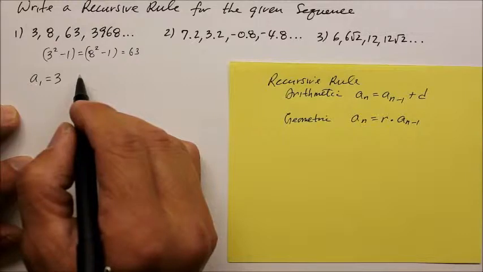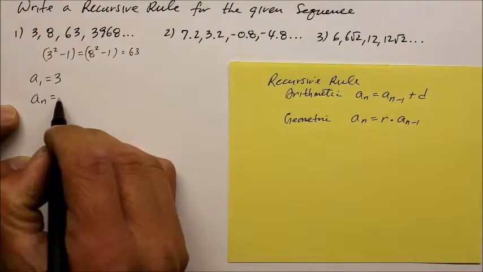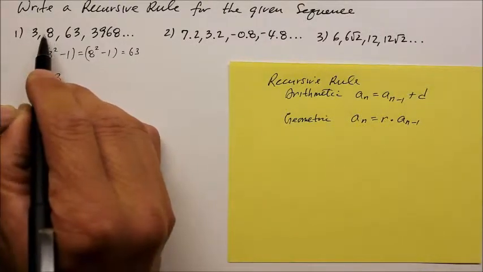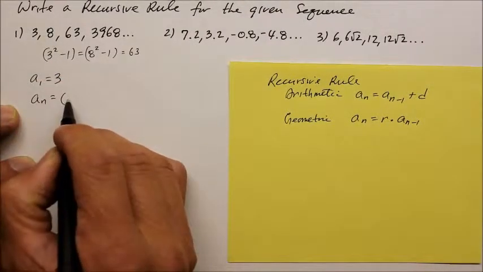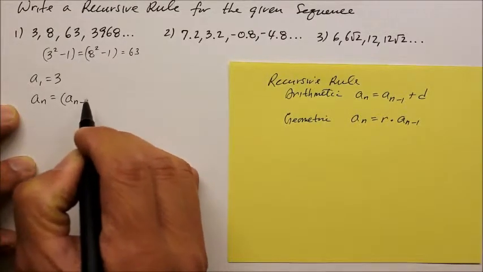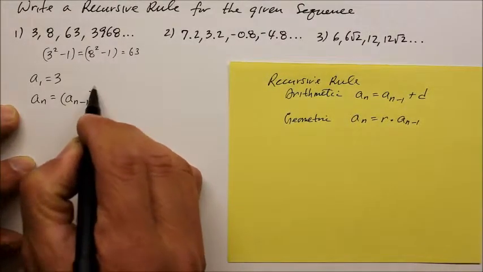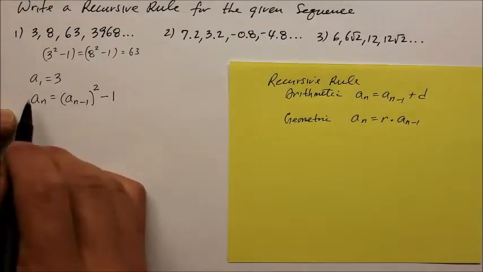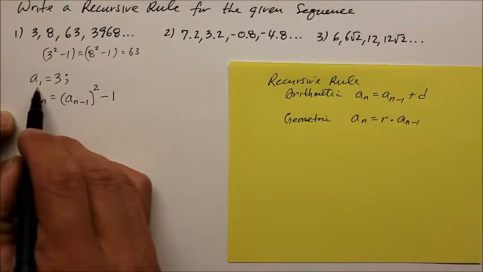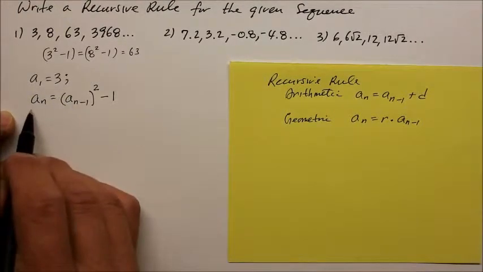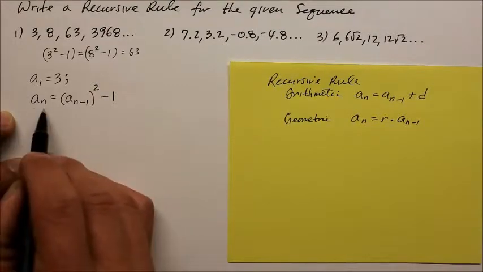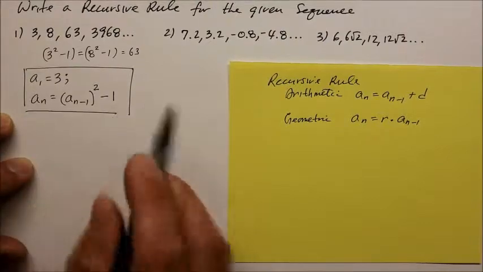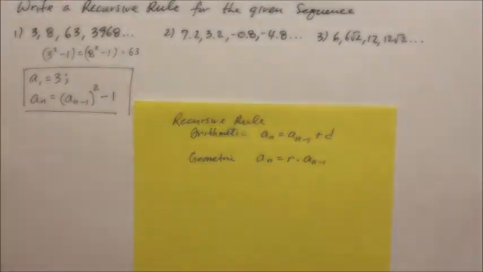So let's put it this way. Why don't we say then that a sub n is equal to, for example, if we want 8, the one prior, the previous term, is a sub n minus 1. And what we're doing with that is squaring it minus the 1. And just repeat the cycle for this entire sequence. And that's it. Here's my indicator for the initial term, a sub 1 is equal to 3, semicolon, and then my general rule for the recursive rule here is a sub n is equal to that previous term squared minus the 1. And that becomes my answer. Why don't you try numbers 2 and 3?